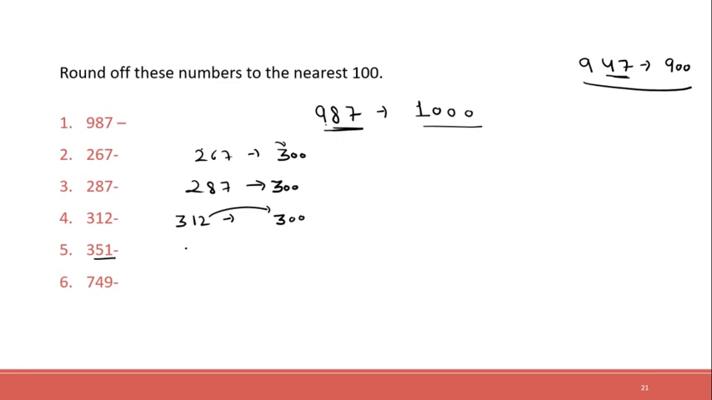What about 351? 51 is more than 50, so we'll round it off to the next nearest 100. That means 400, right? What about 749? 49 is smaller than 50, so it will round off to the previous 100. So it will round off to 700. Got it? I hope it is clear. Now I want you guys to answer me this.